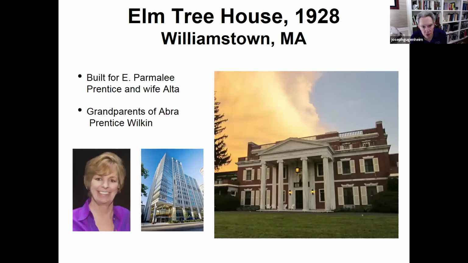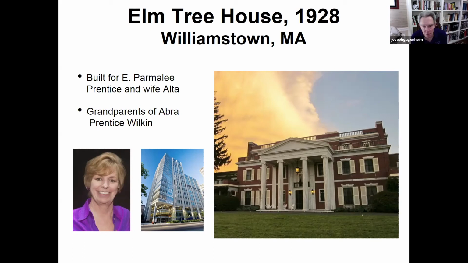Rogers also designed the Elm Tree House in Williamstown, Massachusetts. This was the home of Ezra Parmalee Prentice and his wife Alta. If that name Prentice sounds familiar, it's because this couple was the grandparents of Abra Prentice Wilkin, who donated the money for Prentice Women's Hospital at Feinberg.